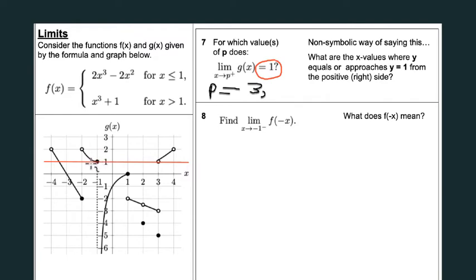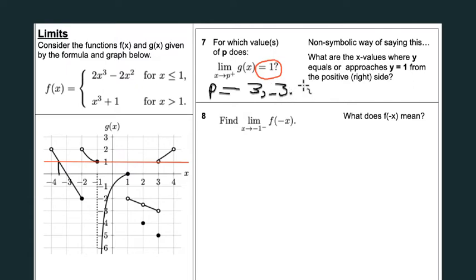Then I keep going and going. And here, do I hit 1 from the right? I don't think so. Here, the y value goes to infinity. Here, it's approaching y equals 1 from the left. Keep going, and I hit 1 right here as well. Where does that look like I do it? Looks like about negative 3.5.